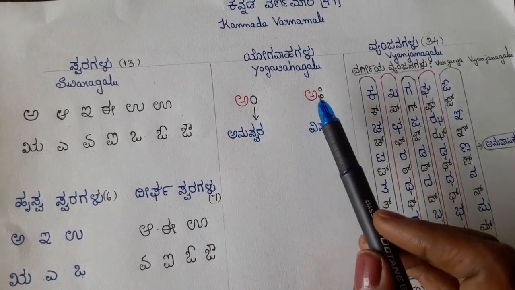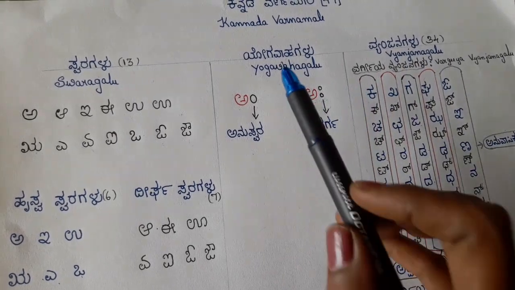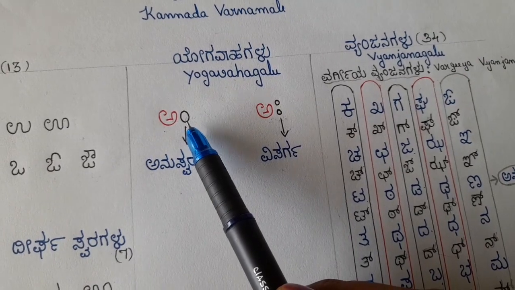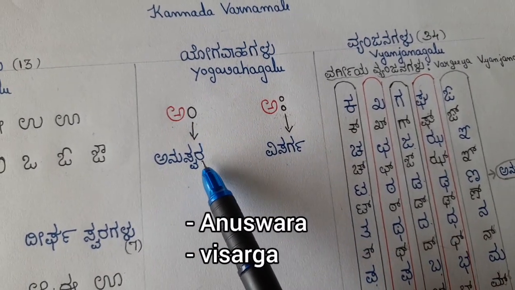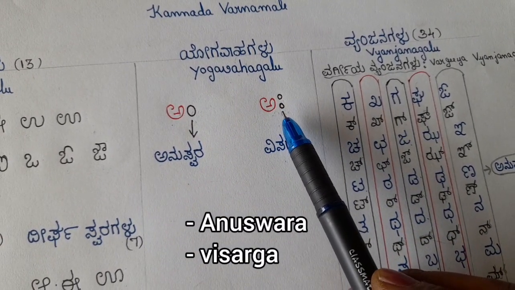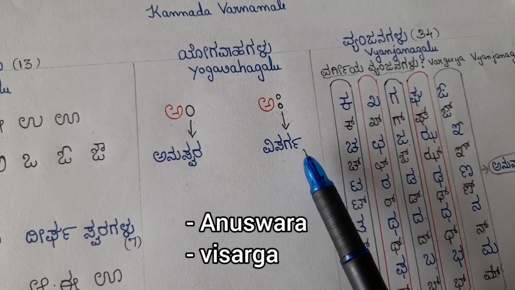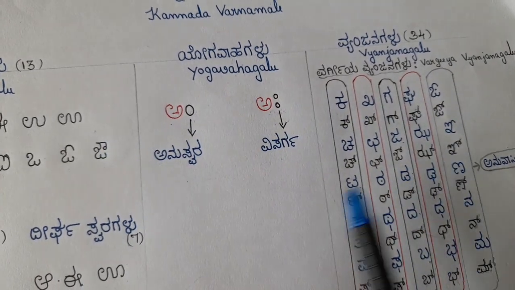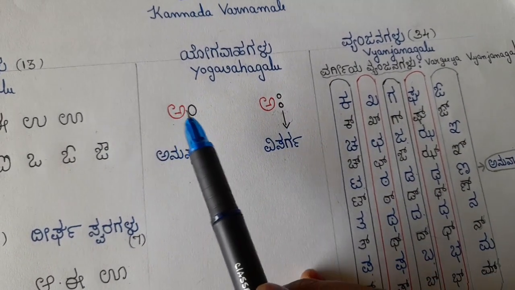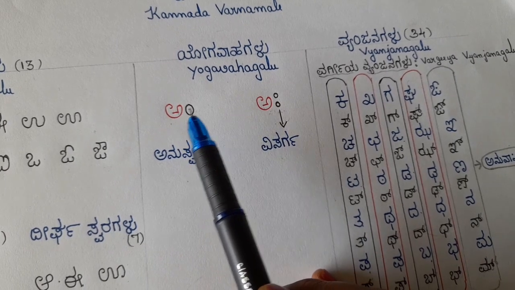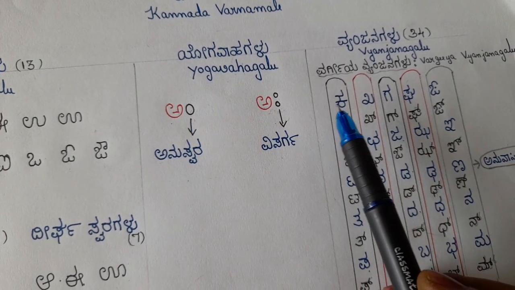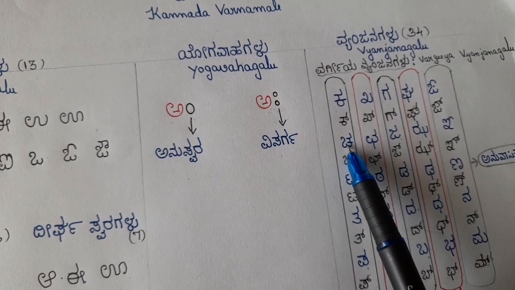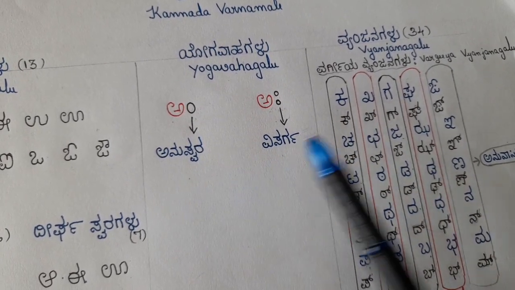Then comes the am and aha. Am and aha are the zeros. 1 zero is Anuswara and 2 zeros written like this is the Visarga. So these zeros can be added with any of the letters. If you add with a, it becomes am. You add with k, it becomes kam. If you add with the cha, it becomes cham.